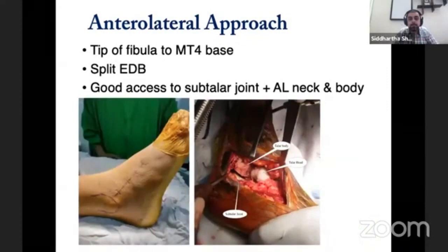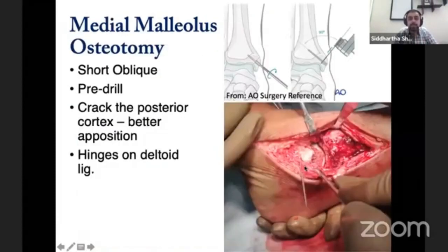The anterolateral approach runs from the tip of fibula to the fourth metatarsal. You can split or elevate the extensor digitorum brevis, and you can see the subtalar joint, clear out the comminution fragments, and you have a good access to the anterolateral neck and body.